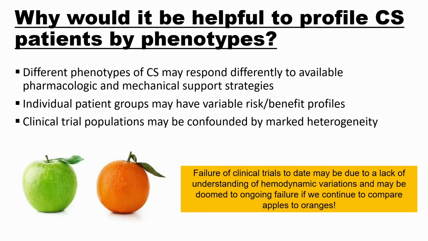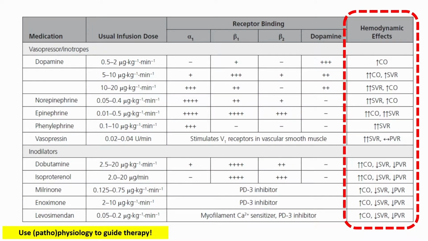there's a likelihood that the failure of the clinical trials to date that really have thus far shown no demonstrable improvement in outcomes for certain therapeutic modalities, particularly mechanical circulatory support modalities, may be doomed to ongoing failure if we don't figure out how to compare apples to apples instead of apples to oranges, or in many cases, apples to Yugos.